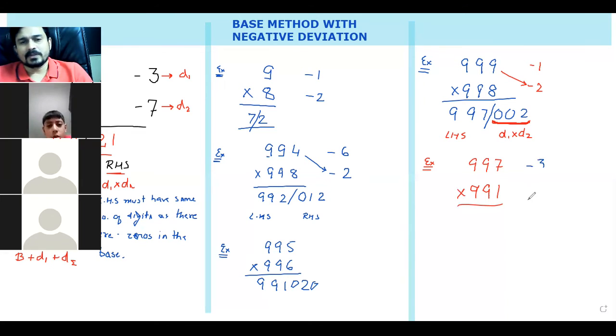Okay, I am solving this question. The deviation for first number is -3 and the deviation for second number is -9. So the deviations are -3 and -9. You will multiply both the deviations. You will get 27, but you will write 3 digits, so 027. Now your answer is correct. Then 997 minus 9 is 988. So the answer is 988027.